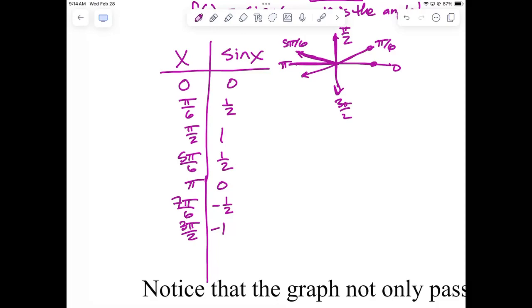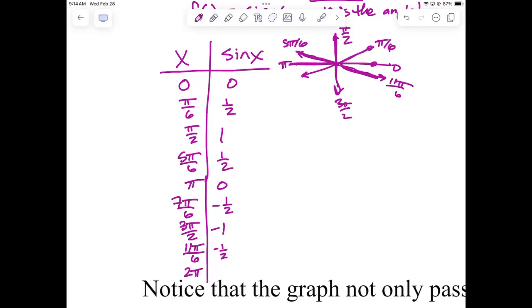Negative 1. Very good. All right, and then over here in quadrant 4, what's the pi 6 angle? Well, what's the angle over there? 11 pi 6, right? 11 pi 6. So what's sine of 11 pi 6? It's negative 1/2 again. And then coming around full circle, 2 pi.